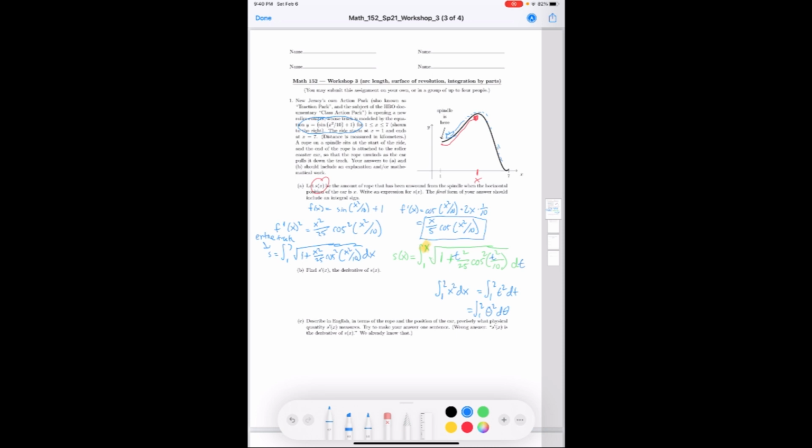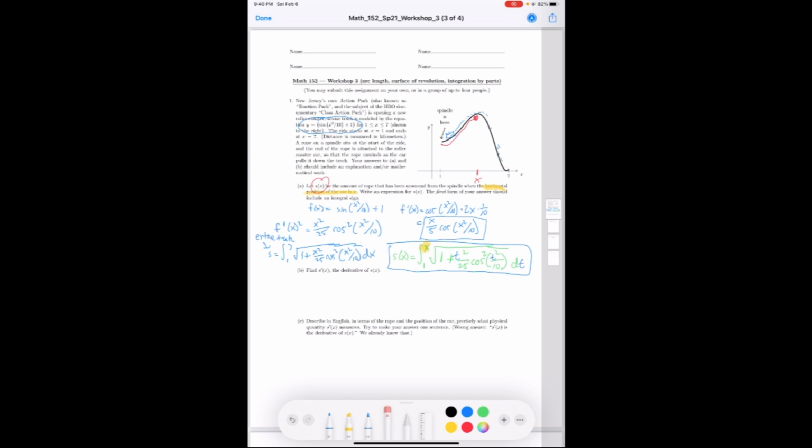So this integral is going to be the same regardless of which variable I use. I just want to make sure that, because the problem asked for the length of rope as a function of x, where x was the horizontal position of the car, I have to use some other variable for the integrand. So there we go. This is really the answer I was looking for. I'm going to erase this because I want this space here for solving the problem.